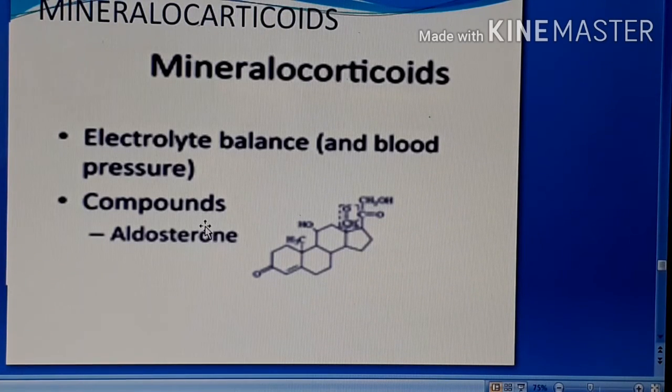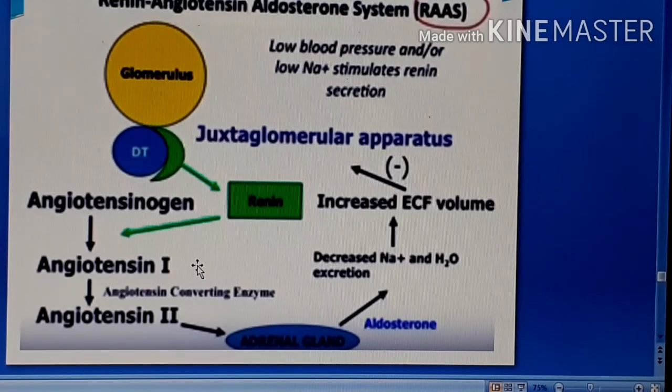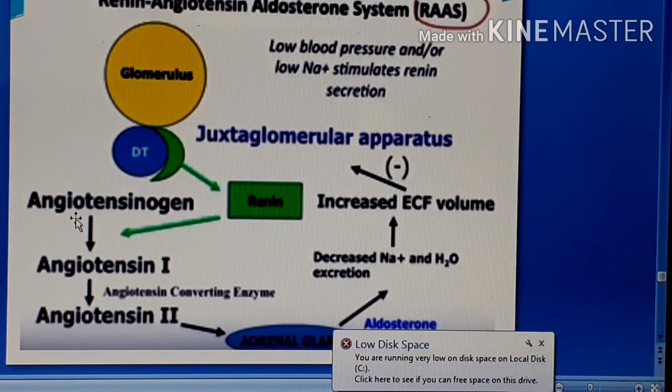Then we have mineralocorticoids. They are the substances that basically keep the level of the minerals, therefore they are named mineralocorticoids. They regulate electrolyte balance and blood pressure, and one of the prominent mineralocorticoids is aldosterone. It basically maintains the blood pressure and mineral balance of the blood.